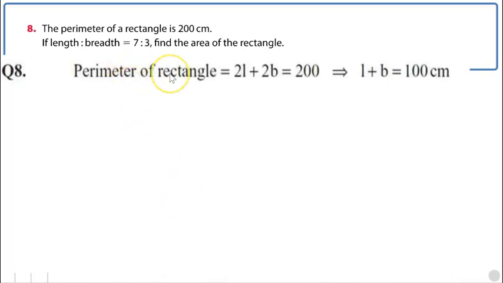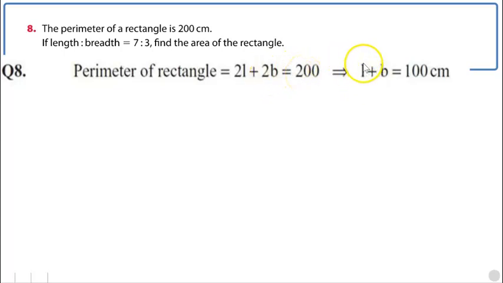So the perimeter of the rectangle, to get the perimeter of any shape, we add up the sides. So to get the perimeter of the rectangle, we're going to add the two lengths to the two breadths. So 2 times L stands for 2 times the length, plus 2 times B stands for 2 times the breadth. So 2L plus 2B is equal to 200.